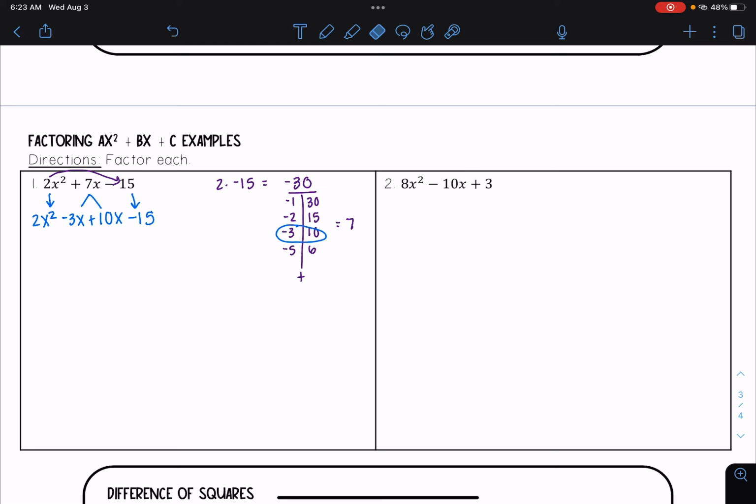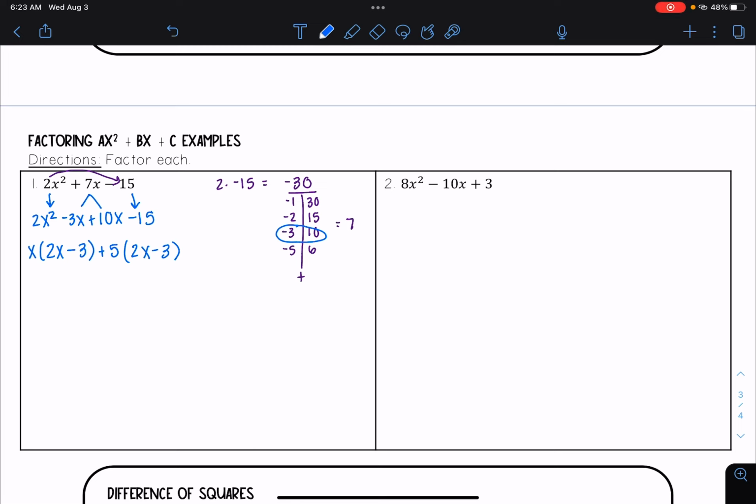So I want to look at my first pairing first, this 2x squared minus 3x, and find the GCF. Here I see the only thing they share is an x, so I'm going to place an x out in front. And when I divide 2x squared by x, I get 2x. 3x divided by x, I get 3. Looking at this second pairing, 10x minus 15, I see that the largest number that goes into both is 5. So I'm going to put a plus 5 out in front. And when I divide 5 from 10x and 15, I end up with 2x minus 3.